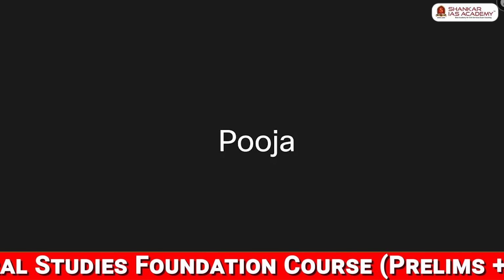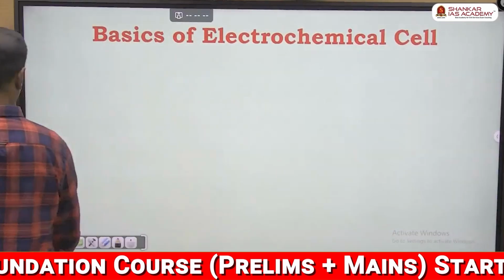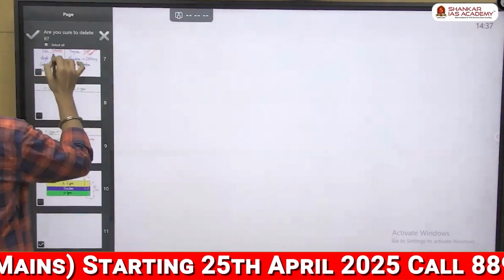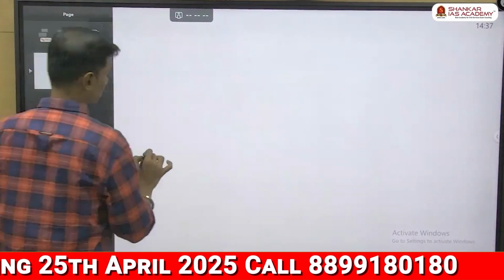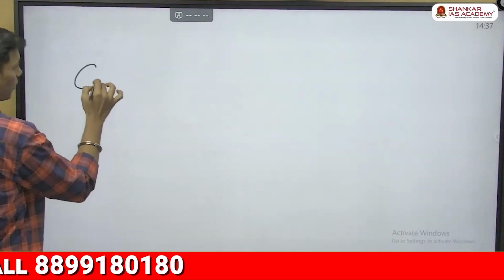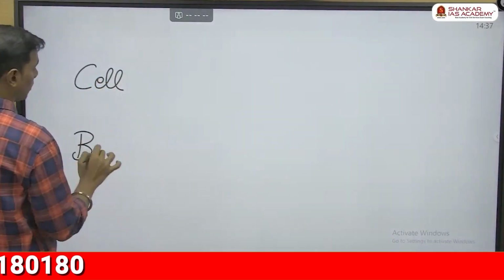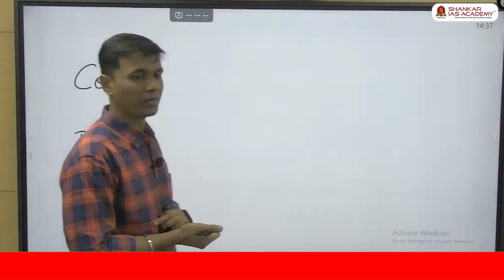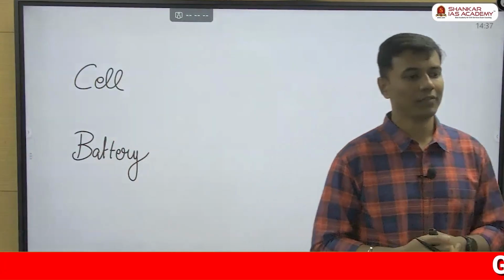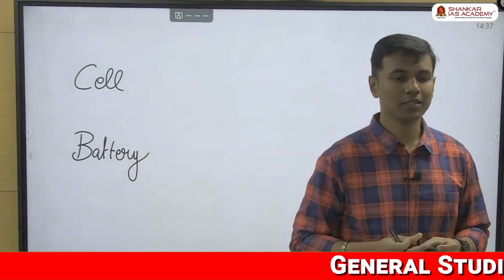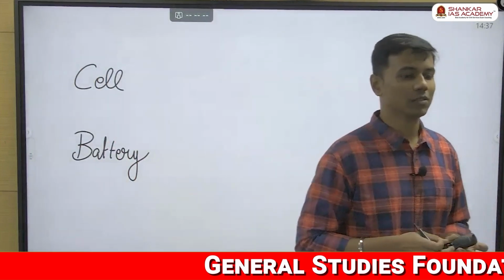So first, we're starting with electrochemical cells, and certain basic terminologies that you may commonly confuse. First is, what is the difference between a cell and a battery? If you want to change something for the wristwatch, do you change cell or battery? Cell. For mobile phone, batteries.